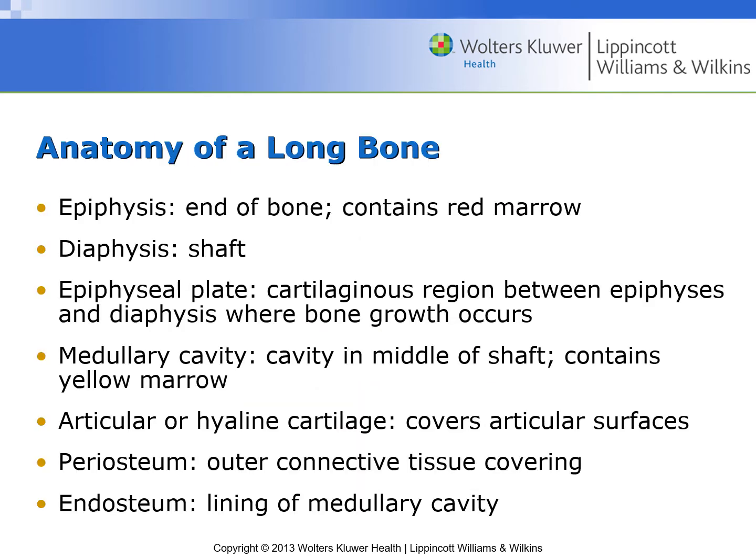Let's now take a closer look at the anatomy of a long bone. We have the epiphysis, which is the end of the bone, and it contains red marrow. We have the diaphysis, which is the bone shaft. The epiphyseal plate is the cartilaginous region between the epiphysis and the diaphysis, where bone growth occurs. We also have the medullary cavity, and this is the cavity in the middle of the shaft, and it contains yellow marrow. We also have the articular or hyaline cartilage, which covers the articular surfaces.